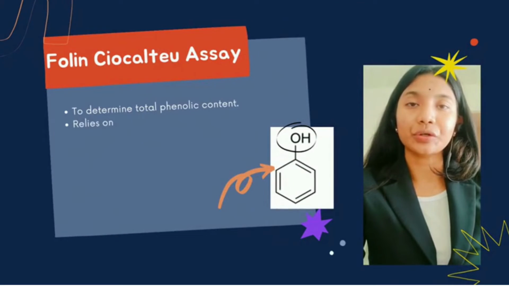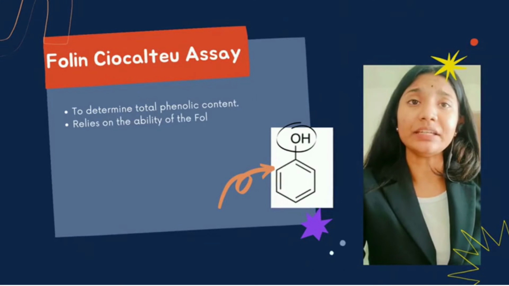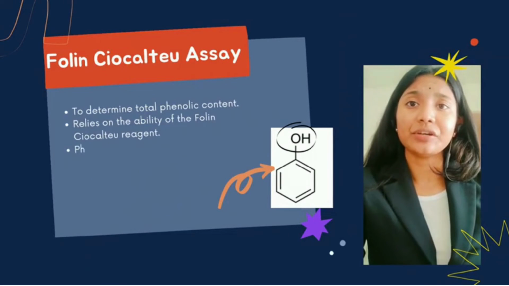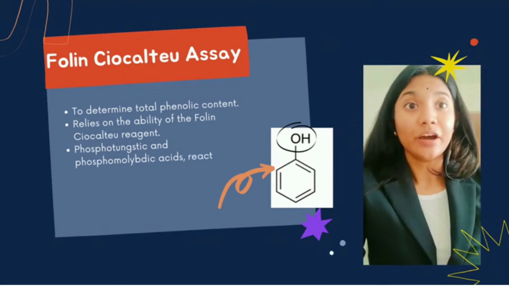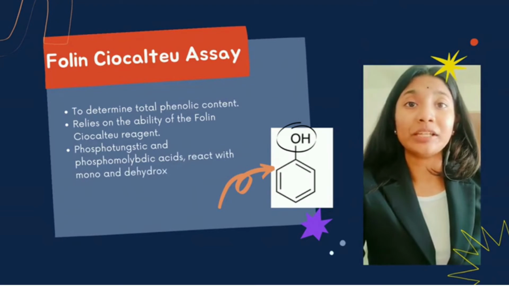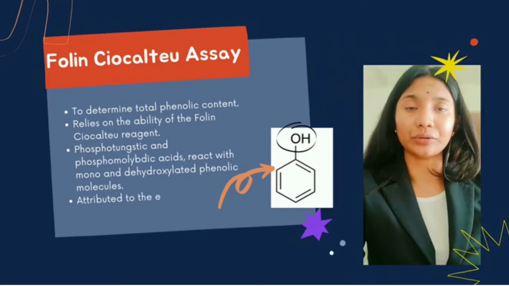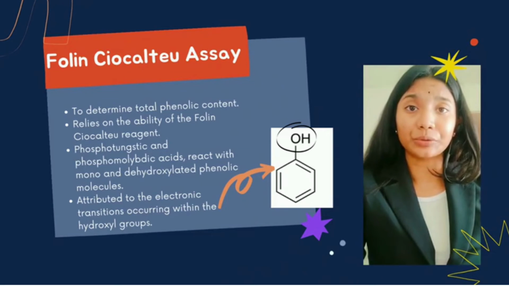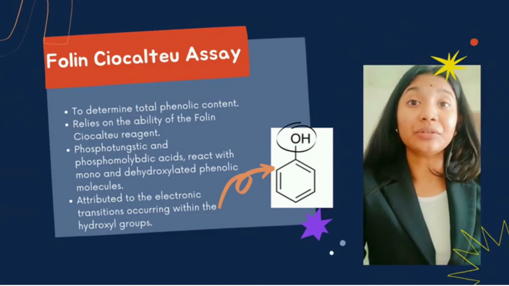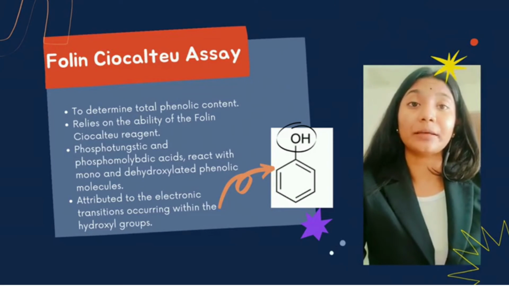The Folin-Ciocalteu assay for total phenolic content relies on the ability of the Folin-Ciocalteu reagent to strongly react with the phenolic compounds. A mixture of two acids, namely phosphotungstic and phosphomolybdic acids, reacts with mono- and dihydroxylated phenolic molecules due to their high ability to donate electrons. The UV Vis spectra of the mango peel extract were thus attributed to the electronic transitions occurring within the hydroxyl groups of the phenolic molecules, with different transitions corresponding to the different phenolic subclasses.